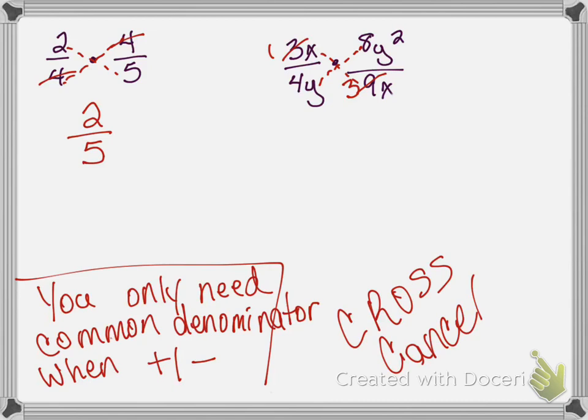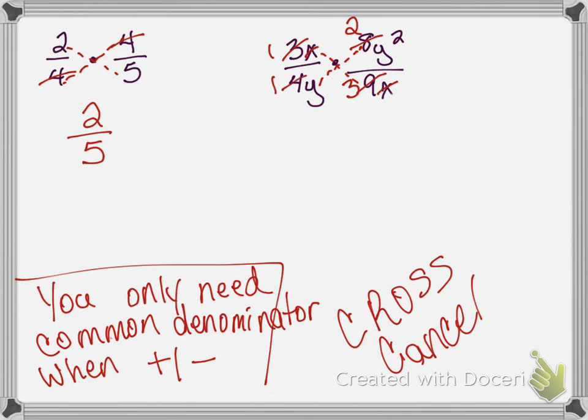Now look at your x and your x. I've got x to the first and x to the first. Can I cancel those? Yes. So I am just going to mark them out. Now I'm going to look at my 8y squared and my 4y. Focus on my numbers first. What number goes into both of those? 4. 4 goes into 8 twice. 4 goes into 4 one time.